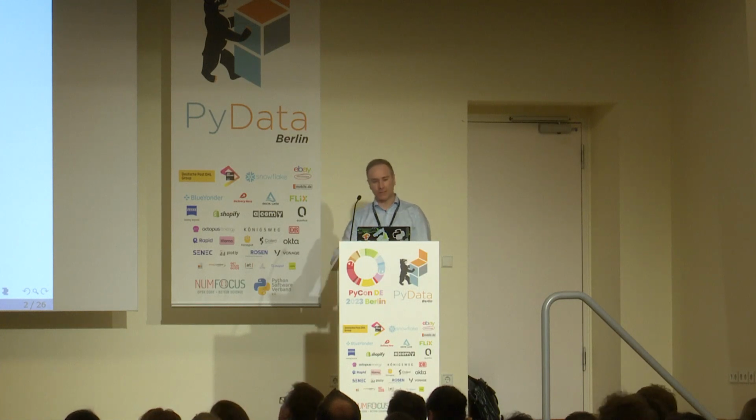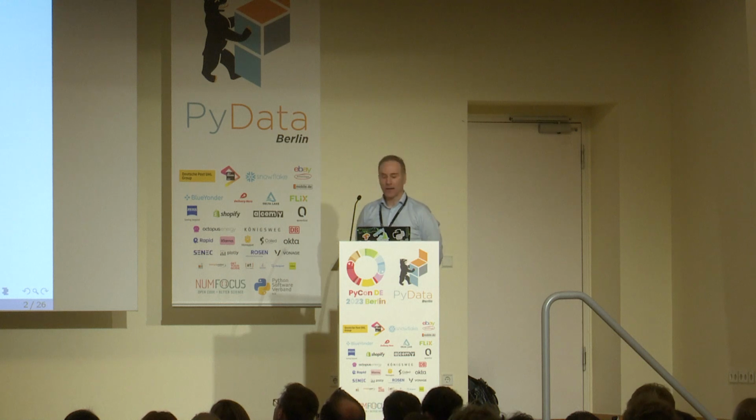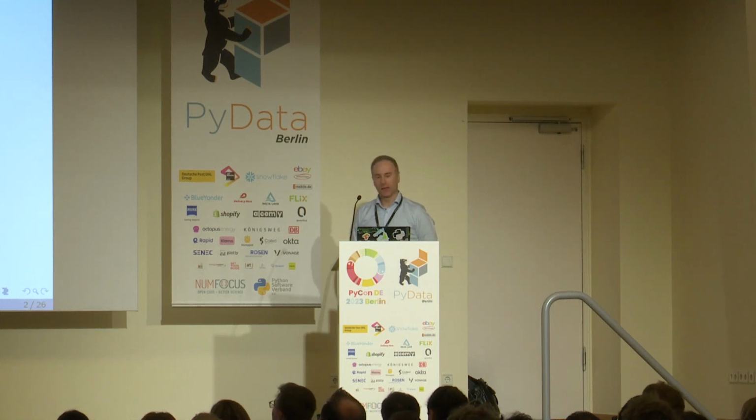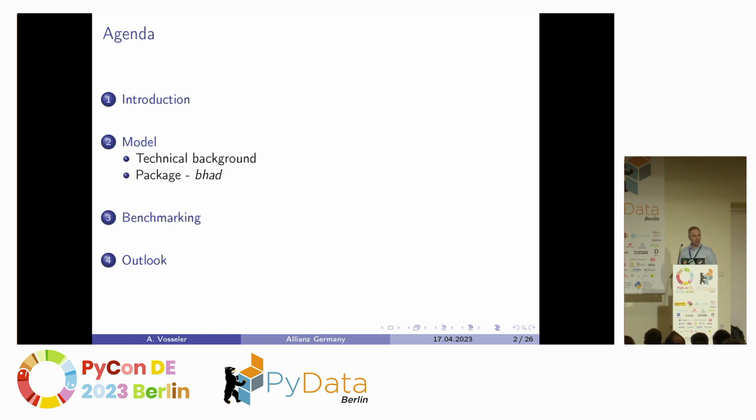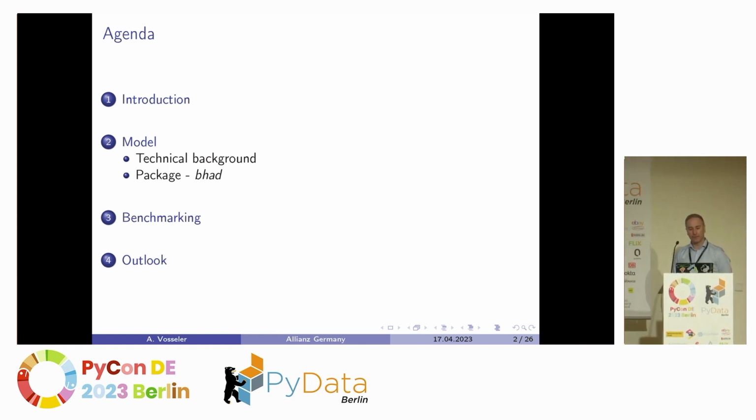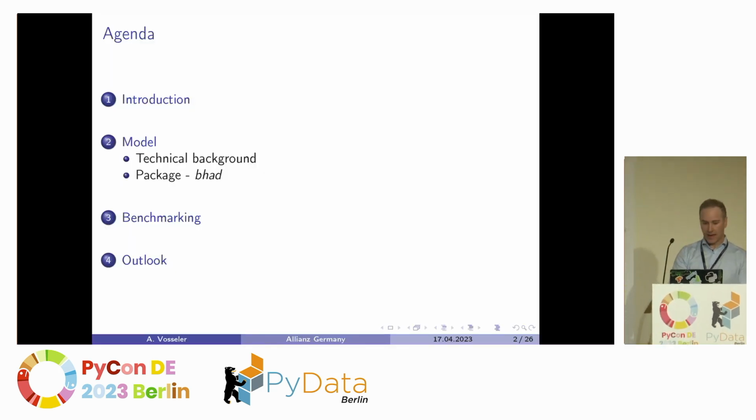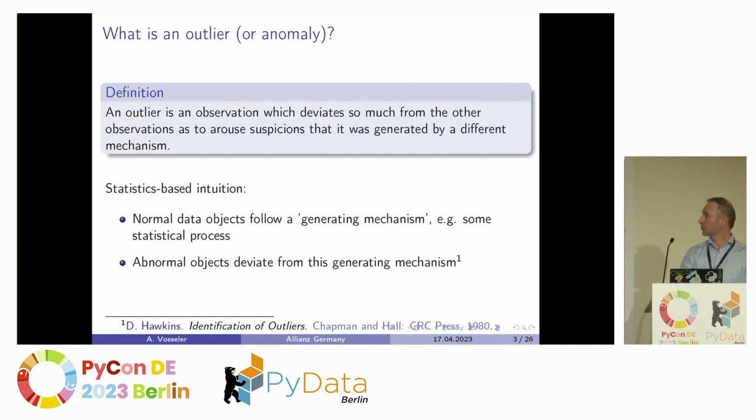So let me briefly sketch the agenda. I will give you a quick introduction to what is anomaly detection, what is the definition of an outlier, and then give you a little bit of a technical background regarding the model that we proposed, and then also show you a Python implementation, BHAD, a package that we have come up with, and then show you some benchmarking, some predictive performances, how the model is doing, and finally give you an outlook and a quick summary.